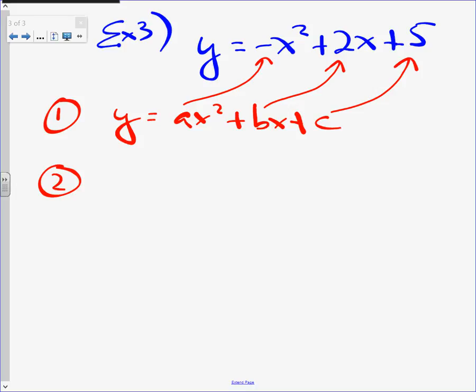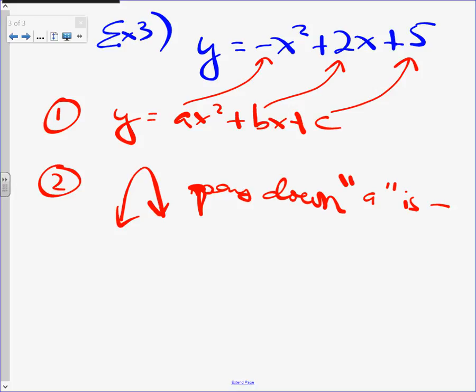a is negative. Beautiful. Just go ahead and put it opens down. a is negative. So however that parabola is going to look in the end, I know that parabola better be opening down. Right. If a is negative, it opens down. If a is positive, it opens up. a is negative.